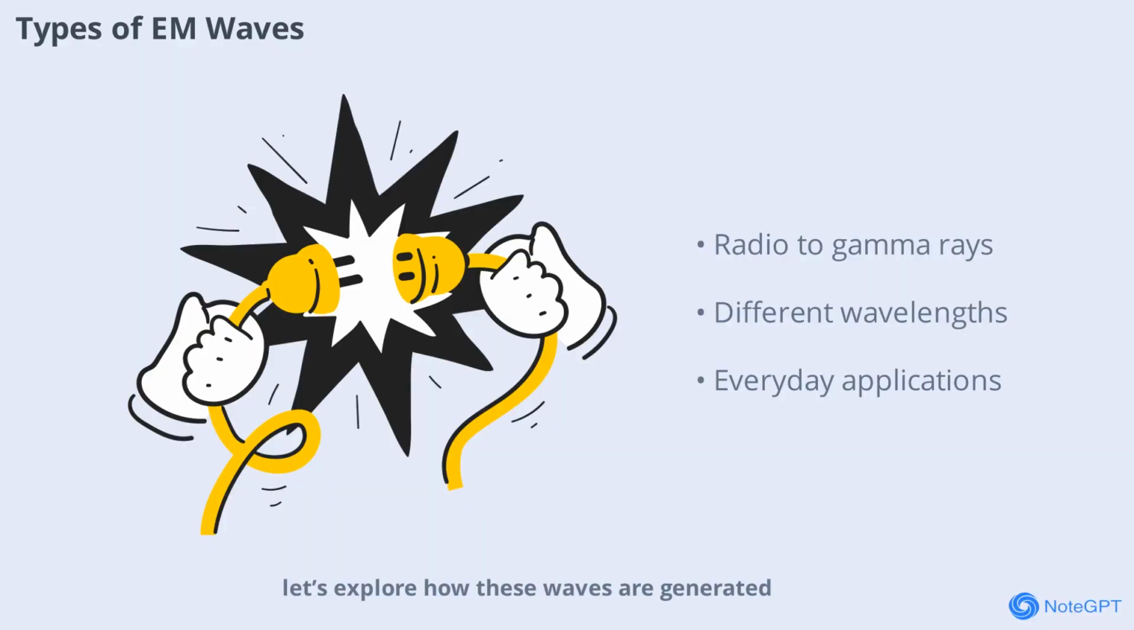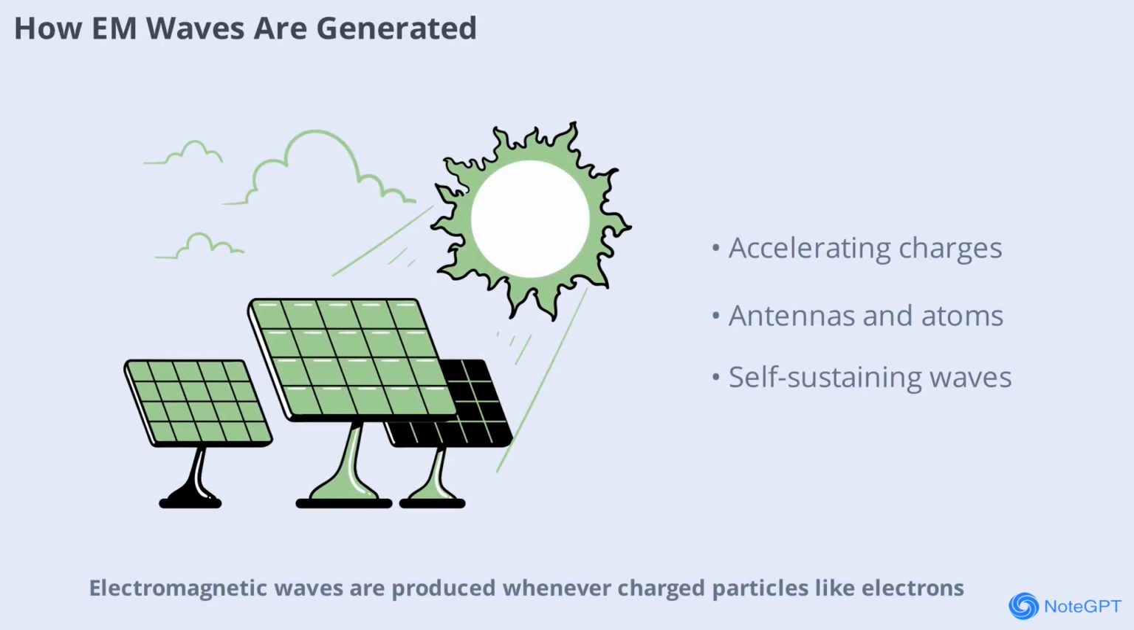Now let's explore how these waves are generated. Electromagnetic waves are produced whenever charged particles like electrons accelerate. This can happen in many ways, such as when an antenna transmits a radio signal or when electrons jump between energy levels in atoms, emitting light. The changing electric field creates a changing magnetic field and vice versa, allowing the wave to sustain itself and move forward. This self-propagating nature is what enables electromagnetic waves to travel vast distances, even across the vacuum of space.